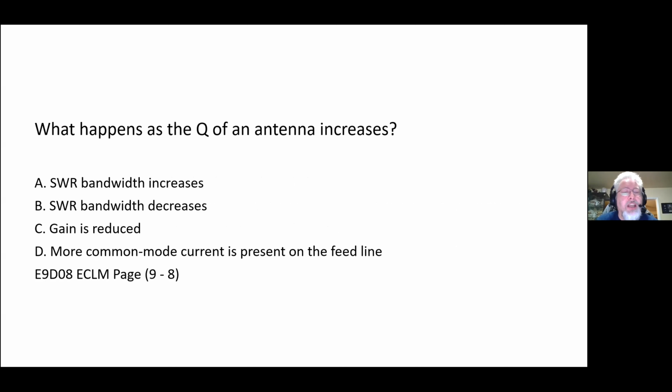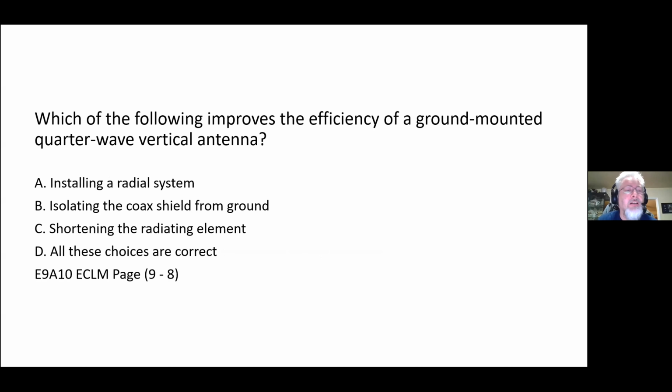What happens as the Q of an antenna increases? A, SWR bandwidth increases. B, SWR bandwidth decreases. C, gain is reduced. Or D, more common mode current is present on the feed line. Bravo. Bravo is correct. The SWR bandwidth decreases.